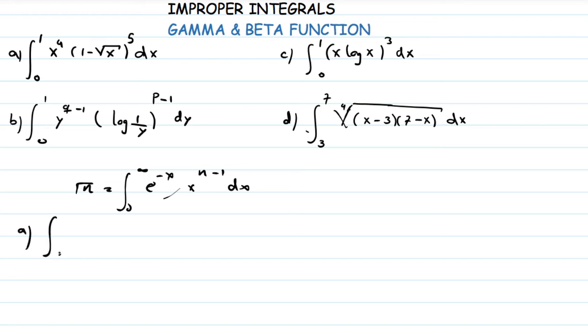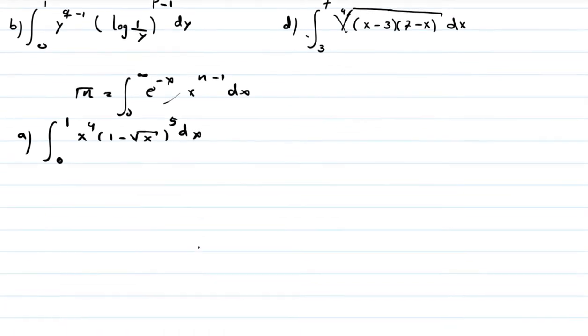We have integration from 0 to 1. You should pay attention that not always the limit should be our hint to know if we want to use beta or gamma function, because we may have to transform the limits, as you're seeing in some other examples. So we're starting with a. This is x raised to 4, 1 minus root of x, all this raised to 5 dx. Okay, so how do we solve this?